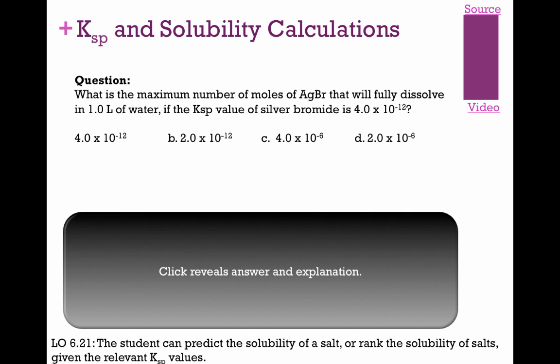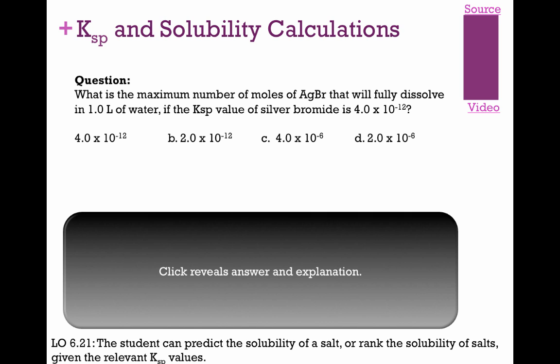So if I have the Ksp, which is 4 times 10 to the negative 12th, I can set that equal to x times x. My Ksp expression will be Ksp equals the concentration of Ag plus times the concentration of Br minus, and then I can just solve for x. And if I take the square root of that, I get 2 times 10 to the negative 6th.